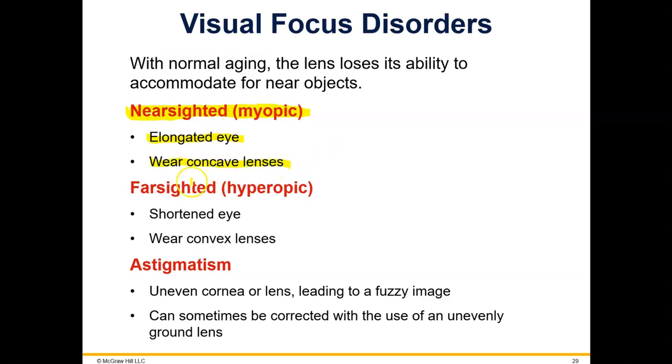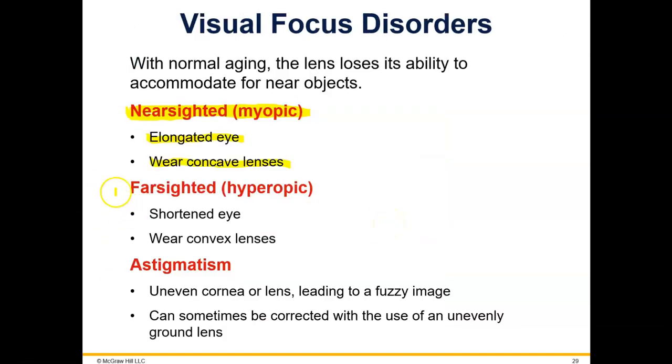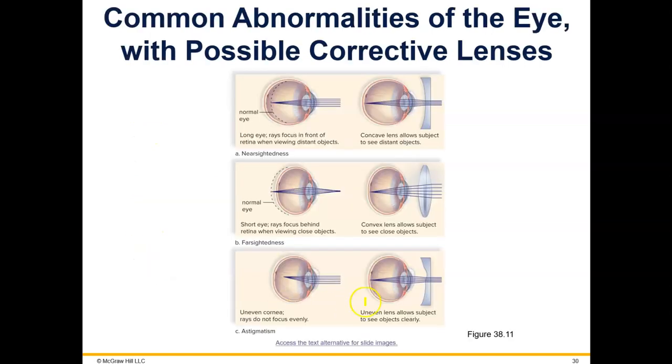So your lenses have to be concave. I'm saying that opposite. Sorry. Concave means they have a depression, and convex means that they bulge out. Farsighted means you see better far away. That's hyperopic, and that comes from having a shortened eye. And you must wear convex lenses, which is when the lens bulges out, and concave is when it has a depression in it.